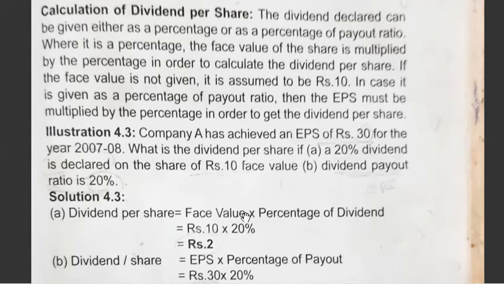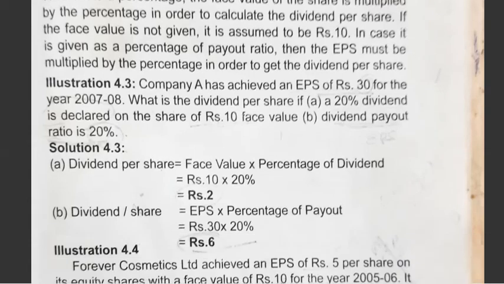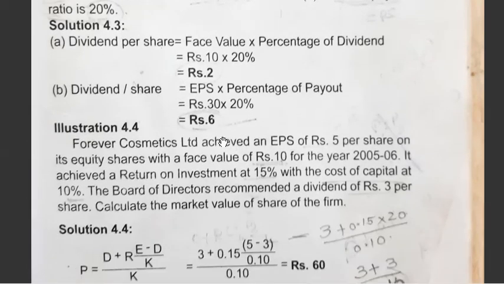If dividend payout ratio is given, then it will be EPS into 20%. So EPS is 30 rupees into 20%, you will get rupees 6. So this is how you have to calculate the dividend per share, when to take the face value and when to take the EPS. When in the problem it is given as percentage, then it is face value. When it is given as payout ratio, then it is on EPS. So this is just the dividend calculation.